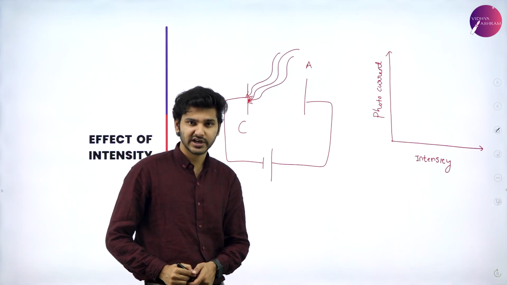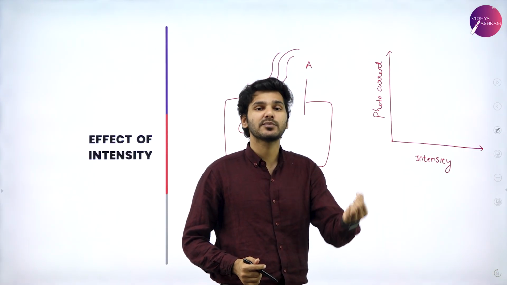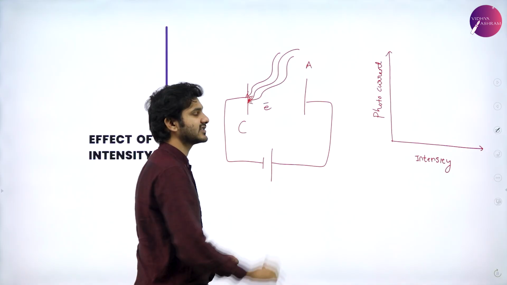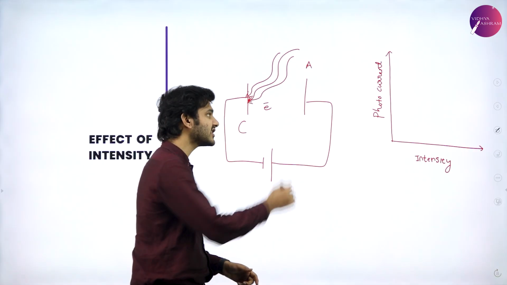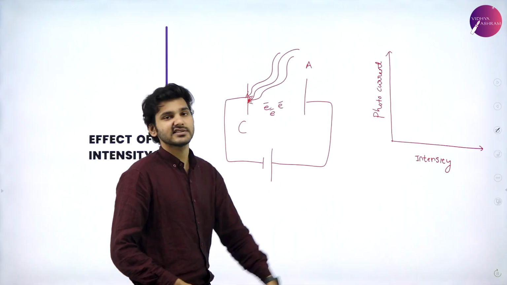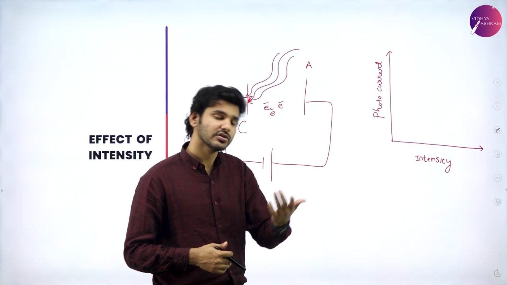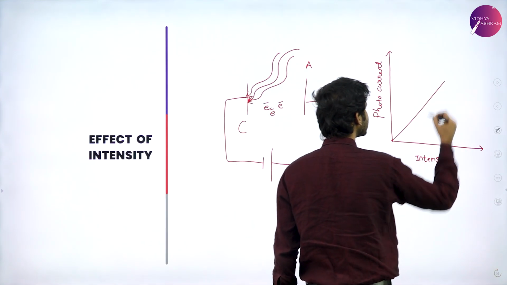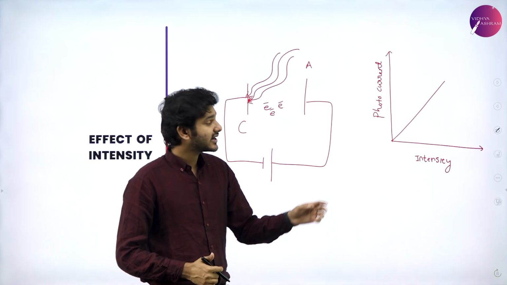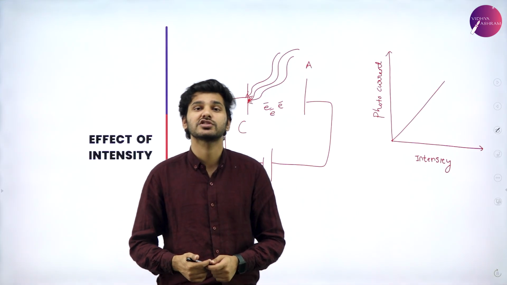What will happen to the photocurrent? It's very obvious, right? When I increase the intensity, more electrons are being produced. If one ray hits the metal surface, one electron is released. If more rays are hitting the metal surface, more electrons are emitted, and they will be accelerated. Hence, we can say that with an increase in intensity, the photocurrent also increases, which means the relation between photocurrent and intensity is that they are directly proportional to each other.